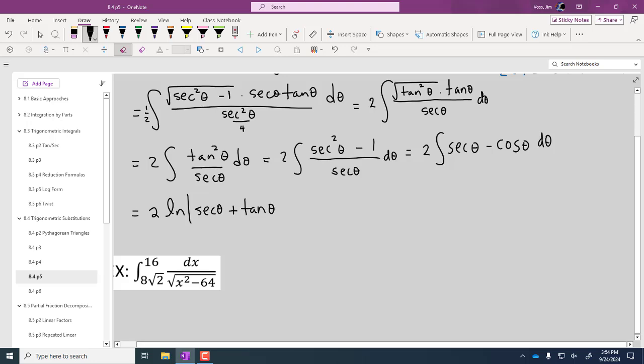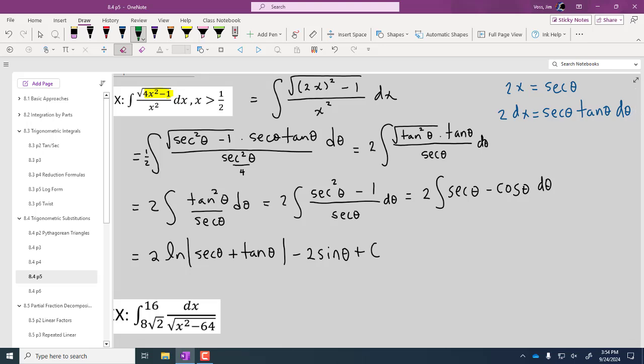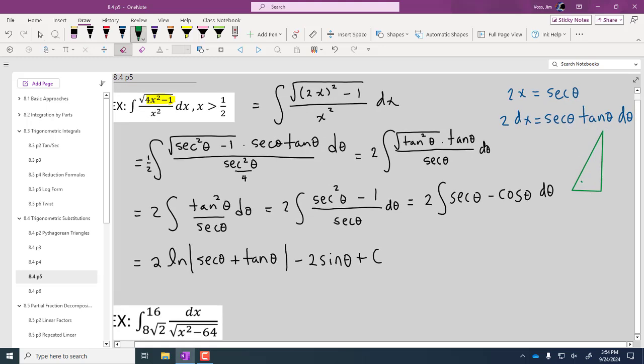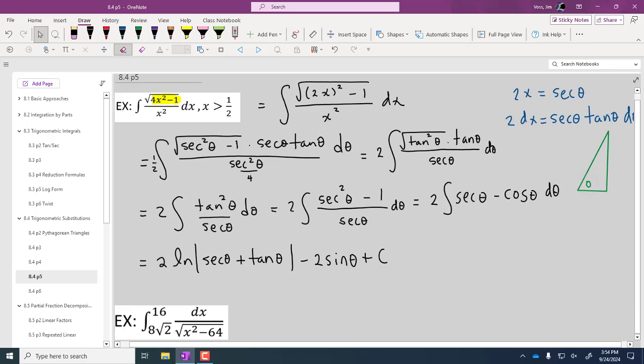Okay, so 2 times that. And what's the integral of cosine? Sine plus c. All right, we're good, I think. 2 distributed. Now we get to build our triangle. So secant is 2x. Theta's right there.